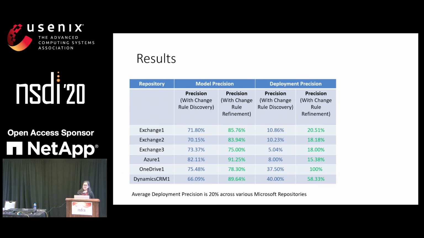So we have selected 6 repositories from various services like Exchange, Azure, OneDrive, and Dynamics CRM for evaluation purposes. The second and third columns talk about model precision with and without change rule refinement, and the last 2 columns talk about deployment precision with and without change rule refinement. And as you can see, the change rule refinement helps increase precision both in the cases of model and deployment precision. On average, we're getting about 20% deployment precision across all the repositories.